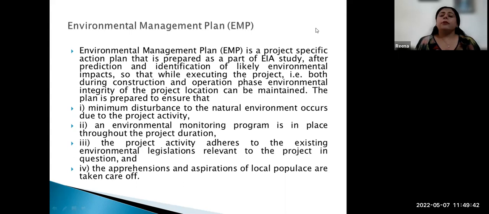So those kinds of apprehensions and aspirations of the local population can be included in your EMP. For example, if I am proposing that I will install RO water units in the religious place in the vicinity of my project, but the local population is telling us we need better infrastructure for our schools, we need better furniture and better lighting equipment in our schools.